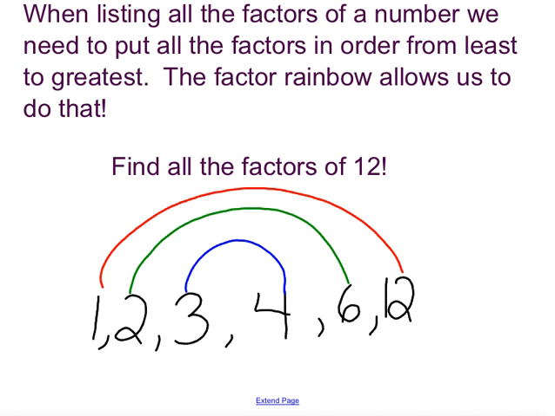1, 2, 3, 4, 6, and 12. So if I count them up, I have 1, 2, 3, 4, 5, 6. I have 6 factors. Right? But if I look at factor pairs, 1 and 12 makes 1 pair. 2 and 6 make a second pair. And 3 and 4 make a third pair. Okay.